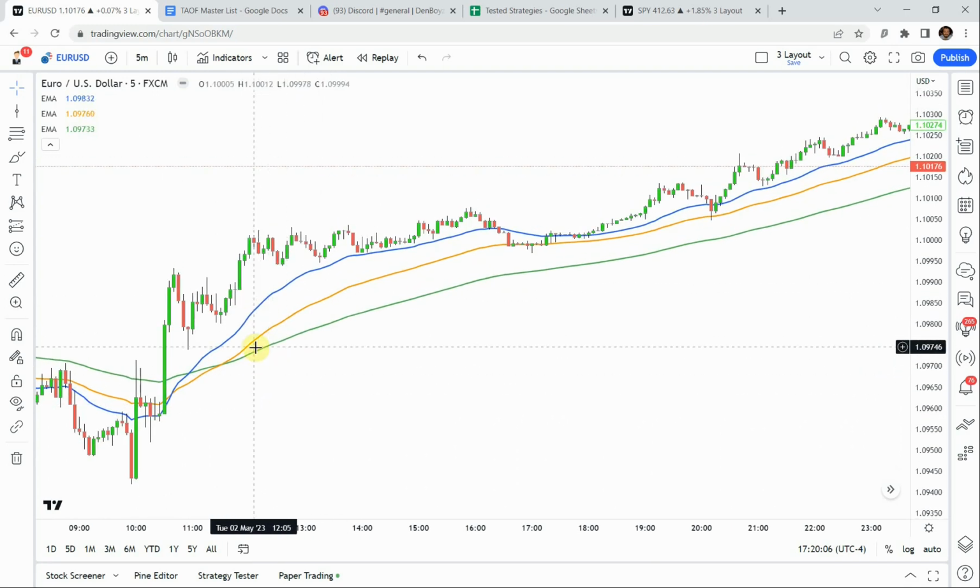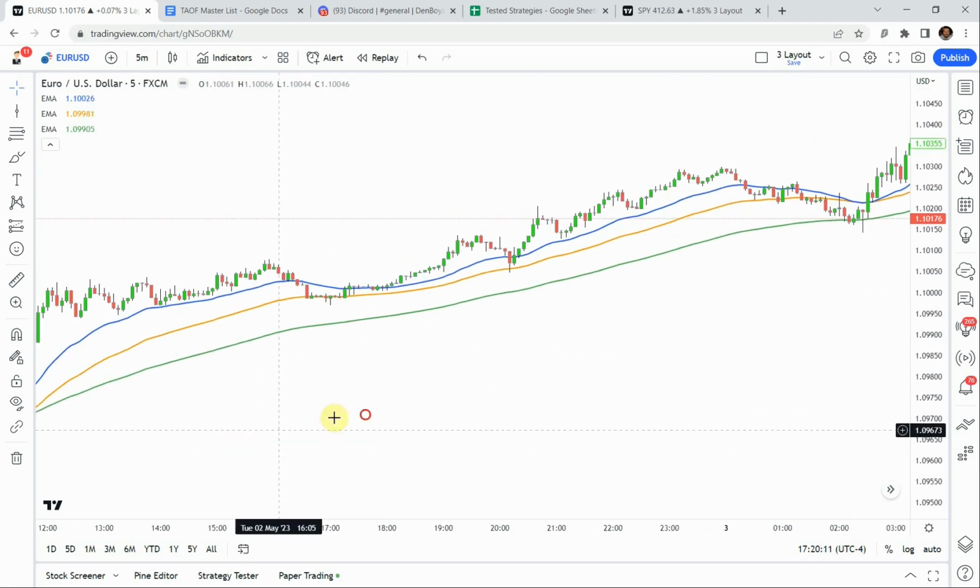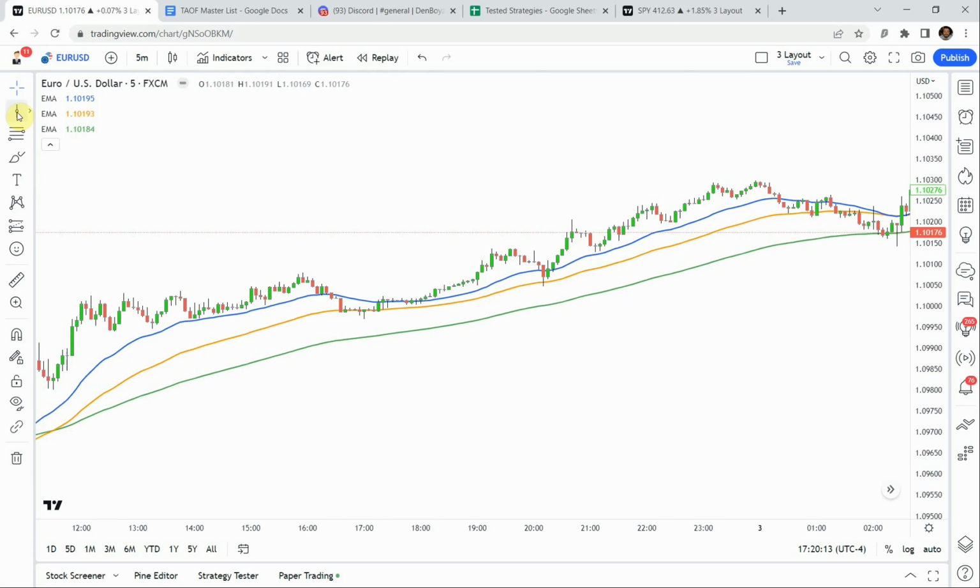In this case, it's the green one, the orange one, then the blue one. Once that happens, then we are looking for long trades. Now, what you're looking for is when the price action pulls back into the EMAs.